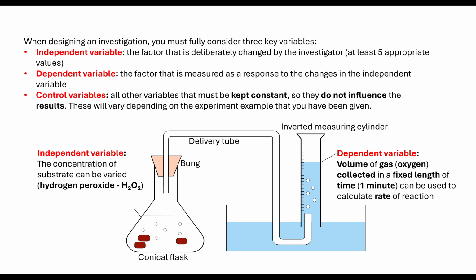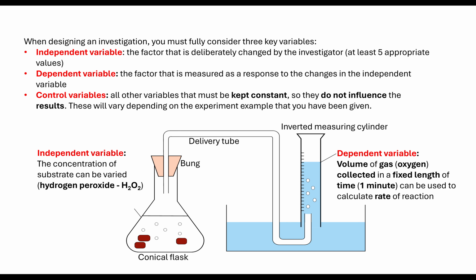Well, we know hydrogen peroxide can be broken down by catalase. The catalase therefore is going to hydrolyze the hydrogen peroxide. We could measure the volume of gas, oxygen, that is being released. So the key thing to note when we are looking at rate, we always want to talk about the volume of a substance collected in a fixed length of time. So again, be specific, over 1 minute.